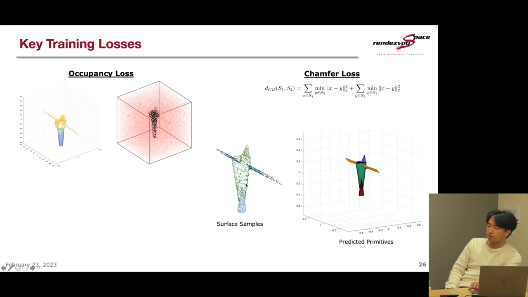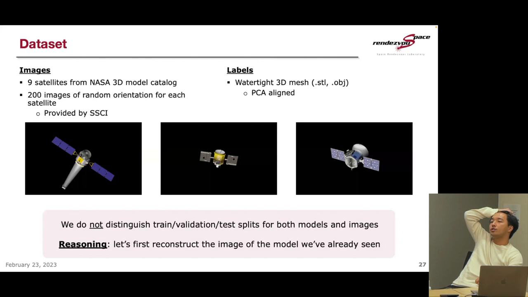Now, in terms of the training dataset, this was done as part of our Space Force project with SSCI, the company, and they have rendered these images for us. We have 9 satellites that we can get from the public NASA 3D model catalog, and they have generated 200 images each of random orientations of these spacecraft, but at a fixed position from the camera. And as I said, the only labels that we have are the watertight 3D meshes of these models that are aligned according to principal components analysis.